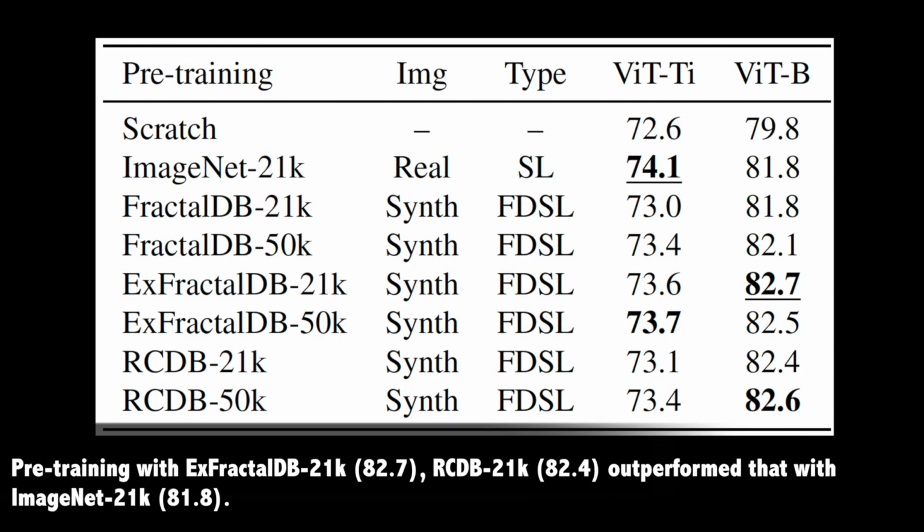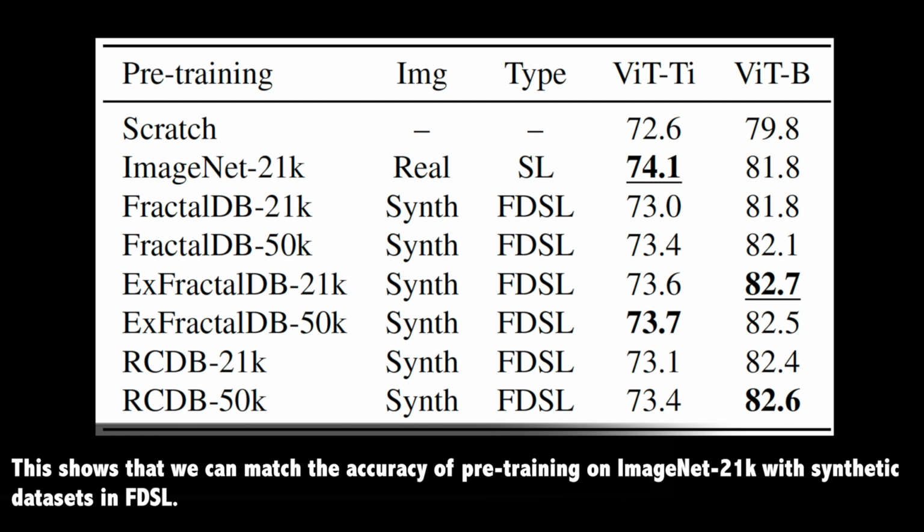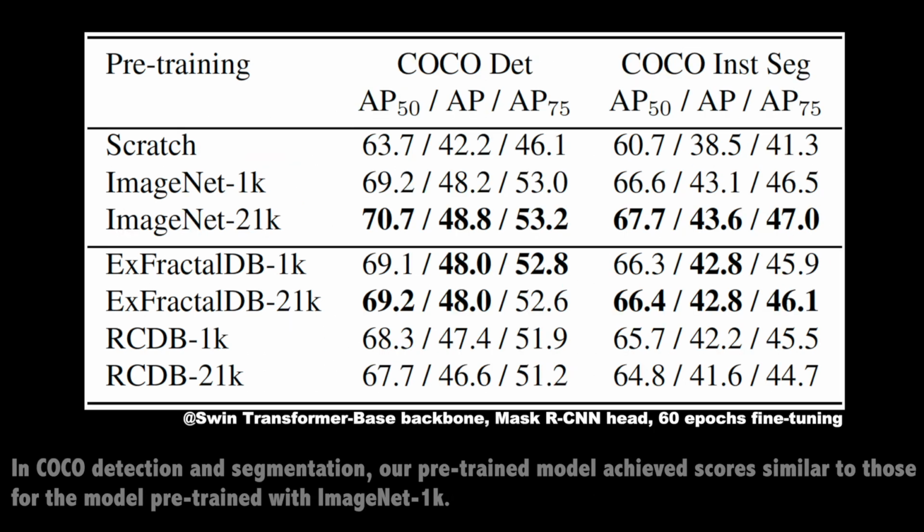Pre-training with XFractalDB 21K, RCDB 21K outperformed that with ImageNet 21K. This shows that we can match the accuracy of pre-training on ImageNet 21K with synthetic datasets in FDSL. In COCO detection and segmentation, our pre-trained model achieved scores similar to those for the model pre-trained with ImageNet 1K.